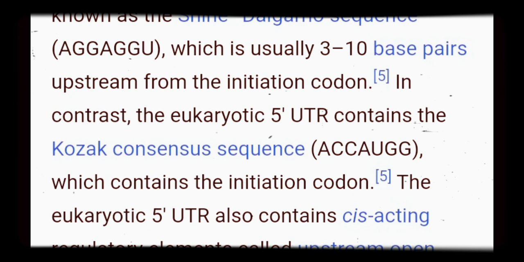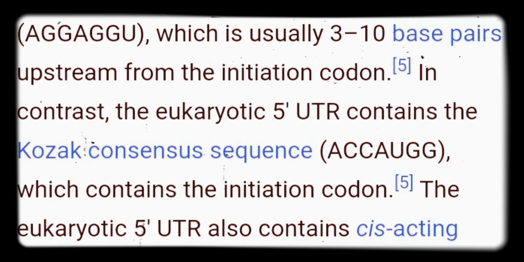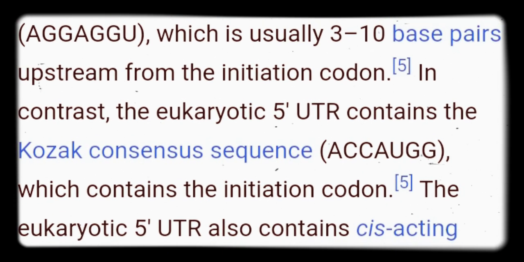Now if you compare with eukaryotes, they don't have a ribosome binding site, but they have a Kozak consensus sequence, which increases the efficiency of translation. It is sometimes said that the Kozak sequence increases the efficiency of translation. In contrast, the eukaryotic 5' UTR has this Kozak sequence, right?